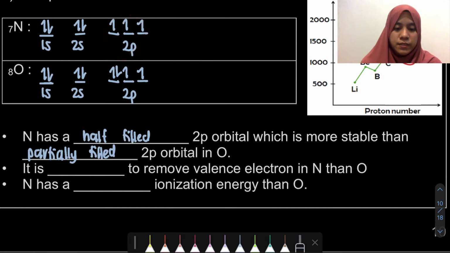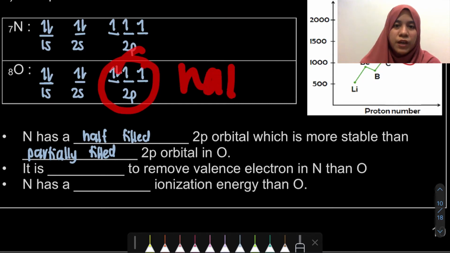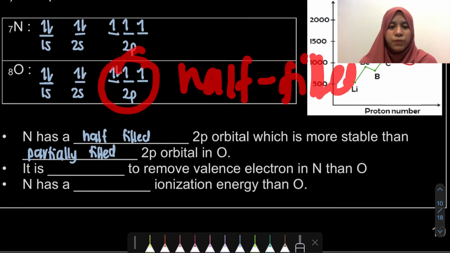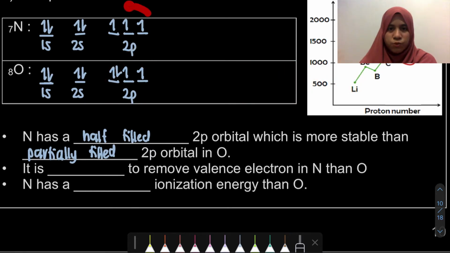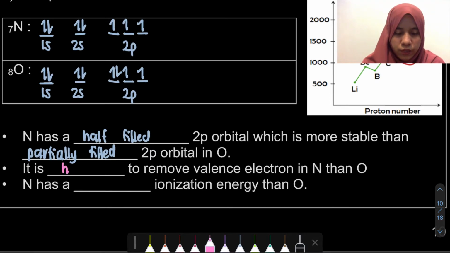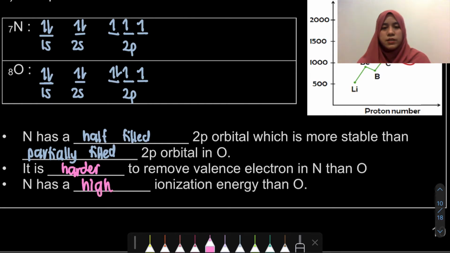This one is easiest, because once we remove the electron it becomes half filled. It wants to be half filled, which is more stable. But this one is already half filled, and you want to remove the electron, so it is harder to remove. So here it is harder to remove the valence electron in nitrogen than oxygen. Hence, nitrogen has a higher ionization energy than oxygen.